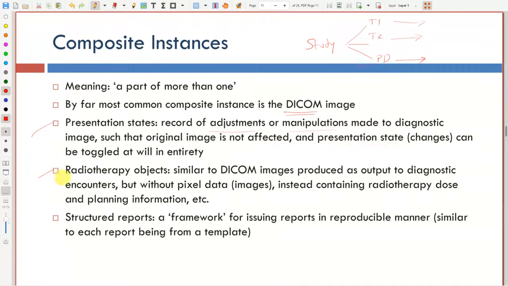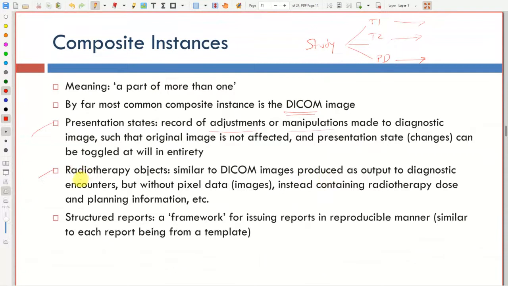Sometimes you have something called radiotherapy objects. Radiotherapy objects are kind of DICOM. They are similar to DICOM images produced as output to diagnostic encounters, but they are not images. Basically, they are kind of planning information. So instead of having an anatomical image, you have a certain distribution of the dose that you would like the patient to have for a certain treatment operation, for example.